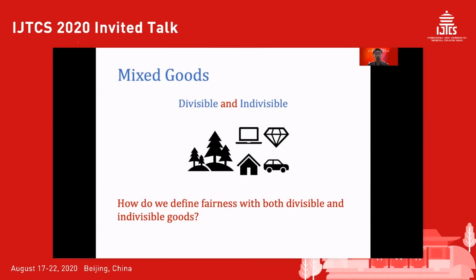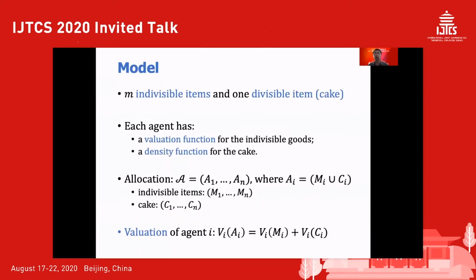To talk about this mixed goods setting, we need to also formalize the model. In the mixed goods model, we want to divide a set of m indivisible goods and one divisible good, which is a cake. The most general case is we may have a set of many cakes, but without loss of generality, we can combine all the cakes together into one big cake.